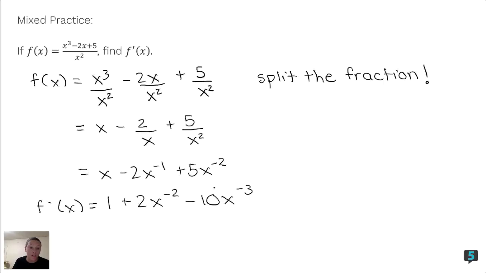I made a comment earlier too about negative exponents. If you're somebody that feels inclined to get rid of them, we could write this as 1 plus 2 over x squared minus 10 over x cubed. Either of those will work in terms of having taken our derivative. Any questions on that one or splitting the fraction in general?